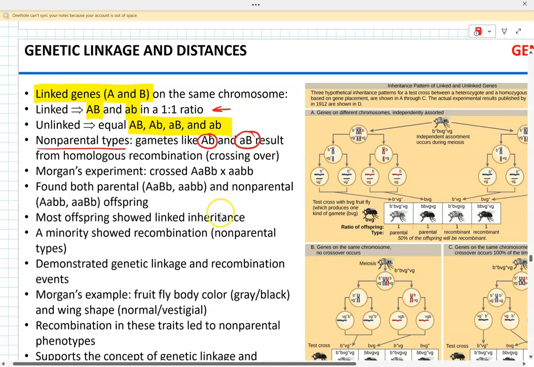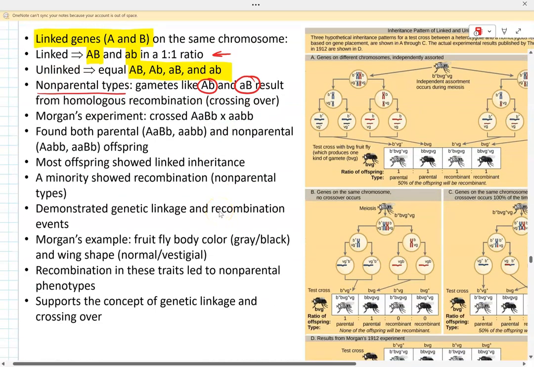So Morgan, in his experiment, crossed the Drosophila that were heterozygous for each gene in one parent and homozygous recessive for each gene in another parent.